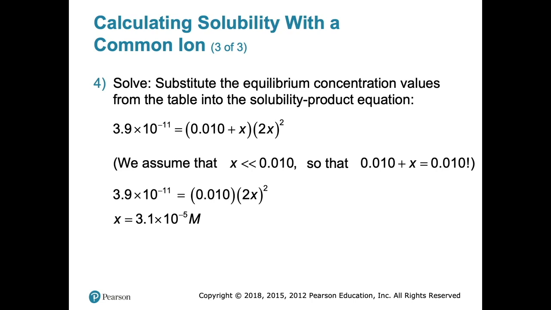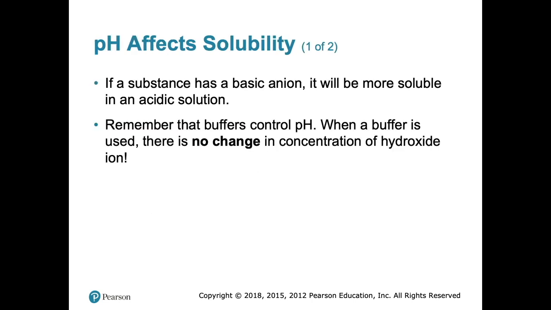And again, this is another you're welcome moment. You can assume that this plus x is tiny and drop the plus x. So now it's just 0.01 times 2x squared. That's easy. Just multiply this together, divide both sides, and then take the square root, and you get x equals 0.1 times 10 to the negative 5 molar. Then to get the grams per liter, which is what we use to say what the solubility is, multiply by the molecular weight of calcium fluoride. Okay, so that was a you're welcome moment right there.